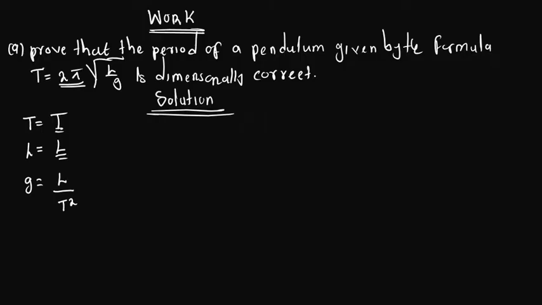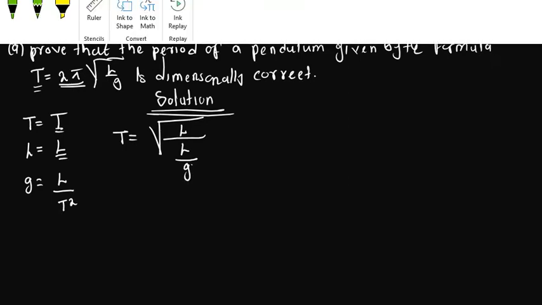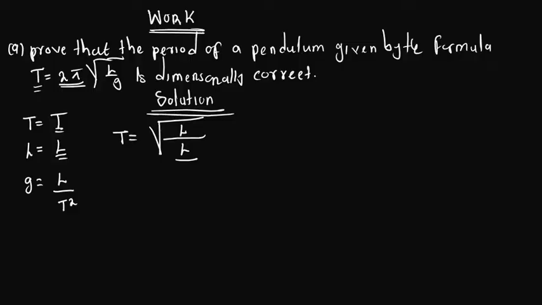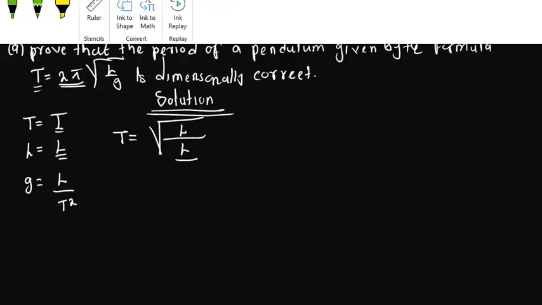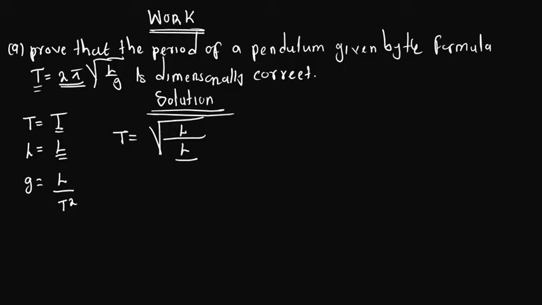Notice that where there is T, we can put T like that as its dimension, equal to the square root of what is L. L is going to stand as L, which is the length. What are the dimensions of G? It is L over T power 2, like that. Notice that we can do our calculations.